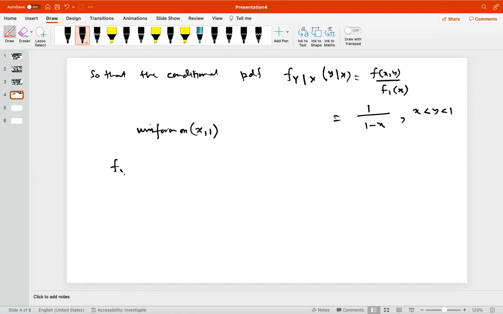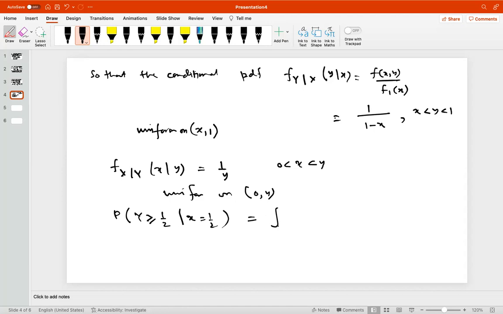Now, what about the conditional distribution for x given y at the point y? This is again 1 by y. Now, y is fixed, and this is uniform on 0 to y. So both are uniform. Now you can calculate some probability, say the probability of y greater than or equal to half, given x equal to half, a special case. It is just the integral from half to 1 of 1 by 1 minus x, with 1 minus x being half here, dy, and you can easily find this is probability 1. Similarly, you can find the probability of x greater than or equal to half, given y equal to half, and this is just half. So this is a small example for conditional density and distribution.